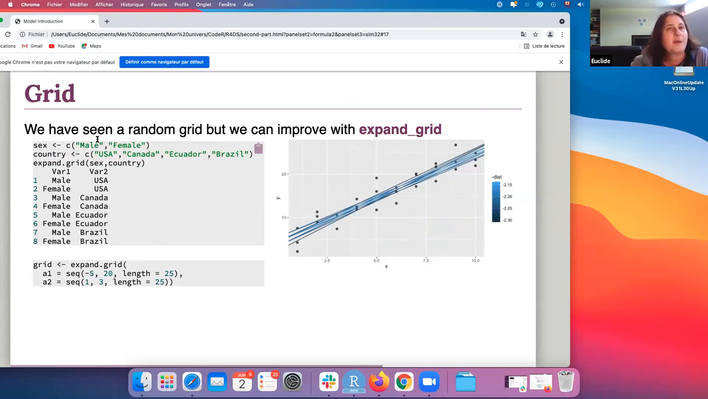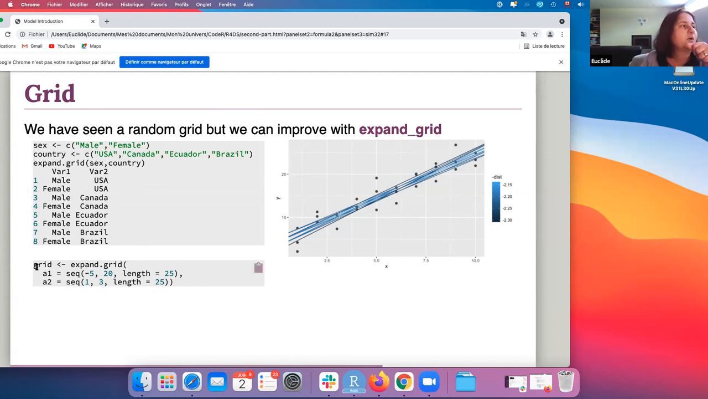Now this part is new. For the grid, if you remember, at the beginning we were using a completely random grid, but there is a nice function that we can use, expand.grid, and actually it's a function that I use, not for this kind of work, but sometimes when I have a lot of factors, just to be sure that you define every combination, even if you don't have them in the data. For example, when you have two factors, male/female and country, you are sure that you have each combination: male USA, female USA. So it could sometimes be useful to know about expand.grid.